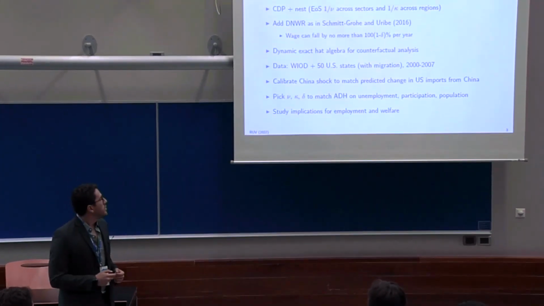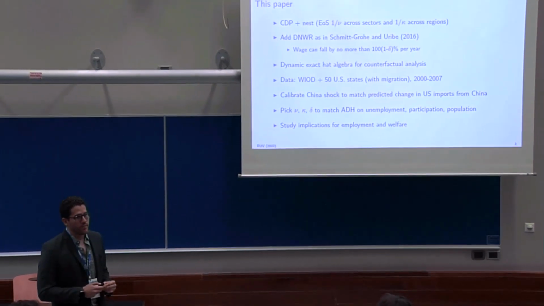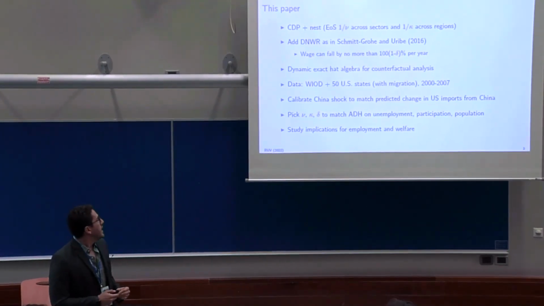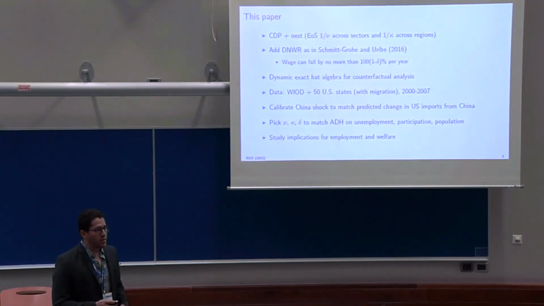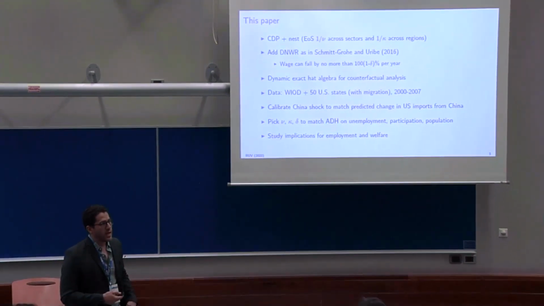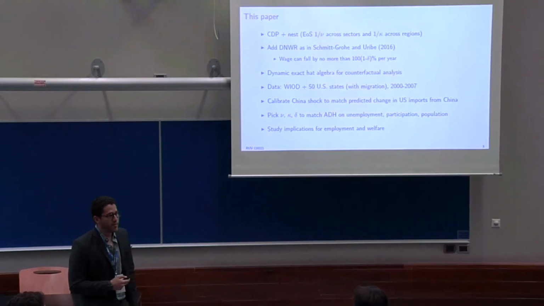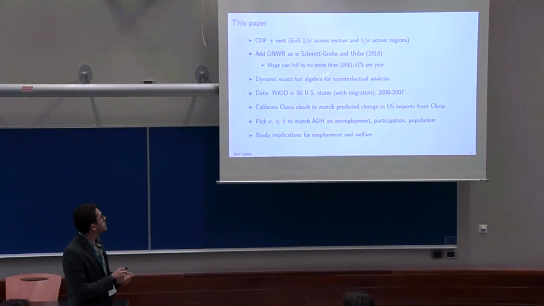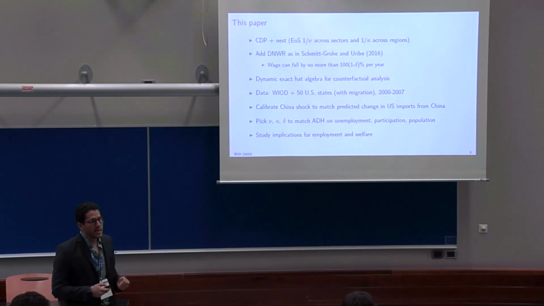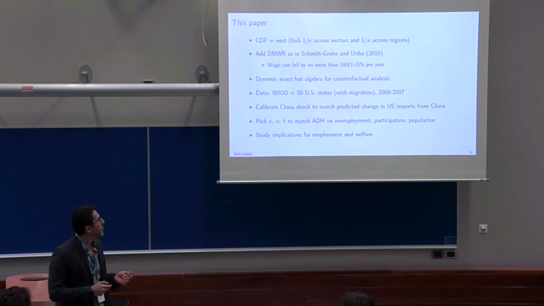So let me tell you in a little bit more detail what it is exactly that we do. We're going to start with a multi-sector trade and migration model with an input-output structure in the spirit of Caliendo and Parro, but extended to allow for a difference in the elasticity of moving across sectors, which will be 1 over nu in our model, and the elasticity of moving across regions, which will be 1 over kappa. These 2 are the same in Caliendo and Parro, and having it be different is going to be crucial to match the ADH evidence.